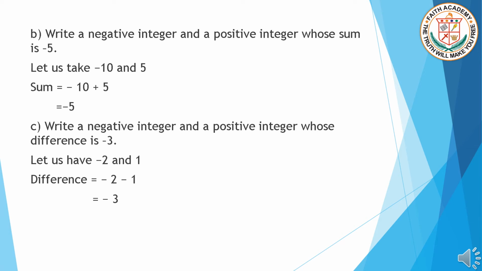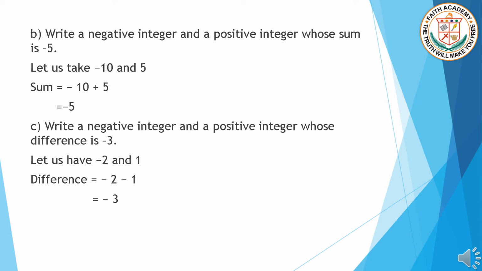Now let's look to the third part, C part. Write a negative integer and a positive integer whose difference is minus 3. So you have to give a negative integer and a positive integer whose difference is minus 3. Here I have taken minus 2 and minus 1. You can make any set of integers provided it should be one negative and one positive integer, and when you are finding out the difference it should come out to be minus 3.